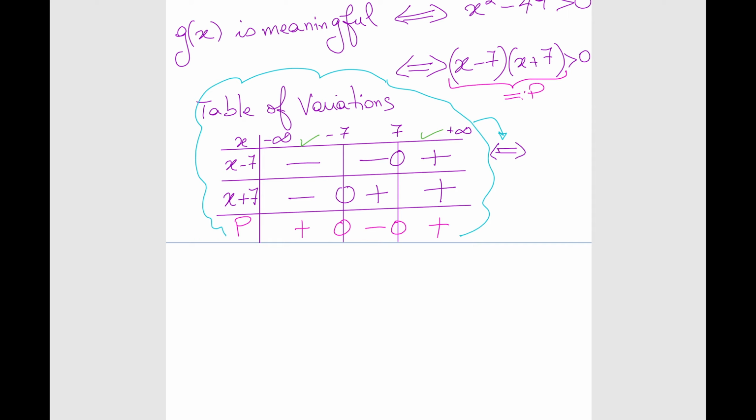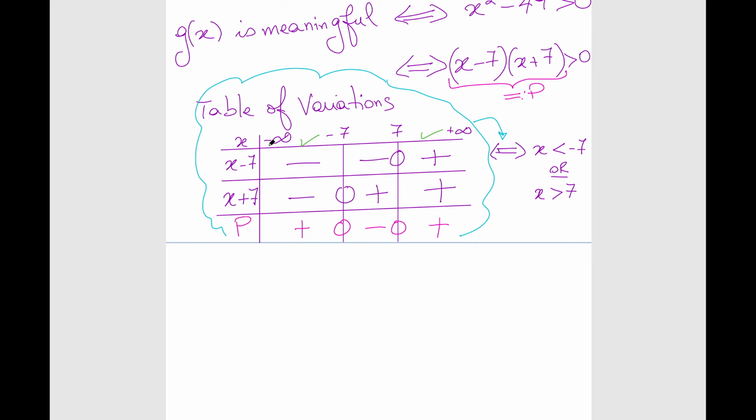The equivalence is that, the equivalence of what? The equivalence of the statement, right? The equivalence of the statement. And that's the reasoning here. That thing is equivalent to saying that x is between, or less than -7, or x should be greater than 7. Am I correct? This is what this says.